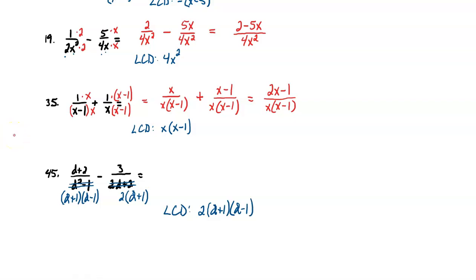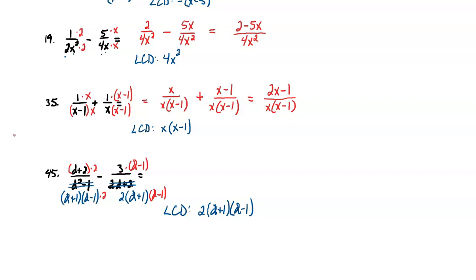The first fraction has everything in the denominator except for the 2. So we need to times by 2, and in the top. In the second fraction, we have the 2 and we have the d plus 1, but we're missing the d minus 1. So multiply by that in the bottom and in the top.